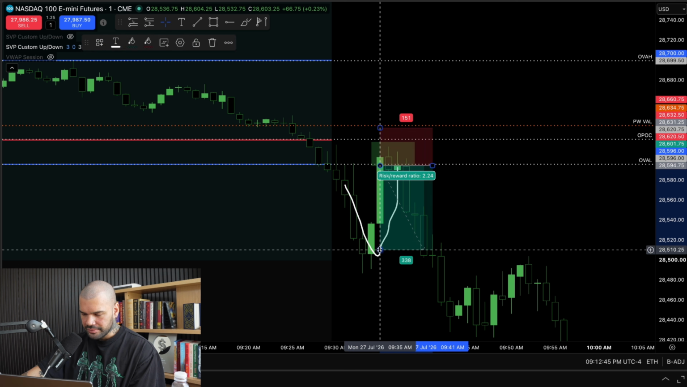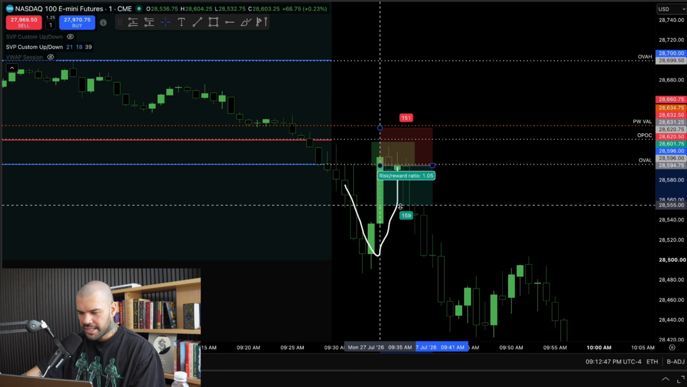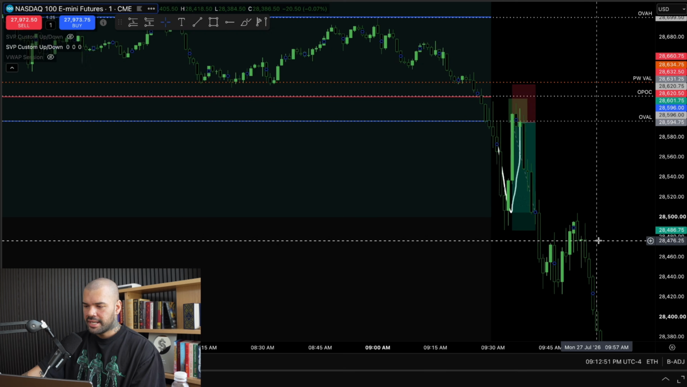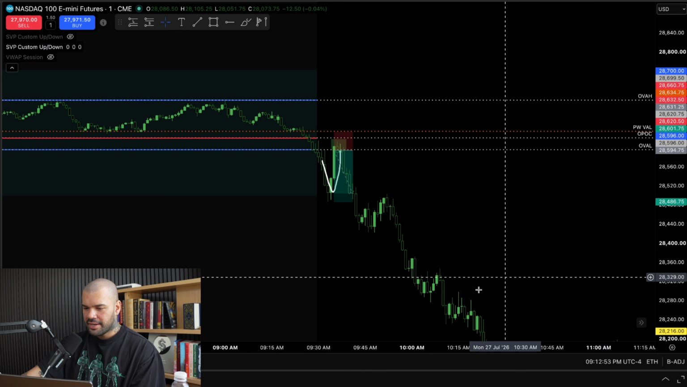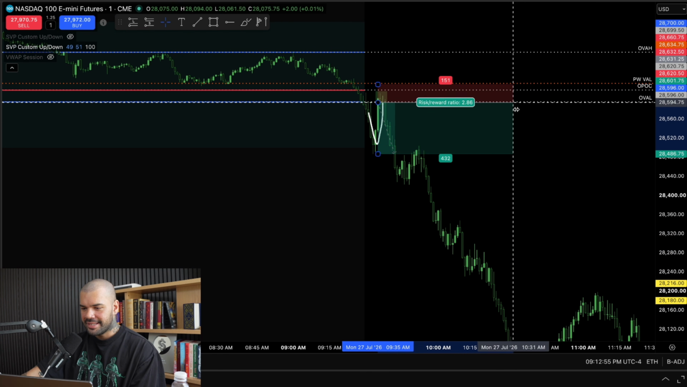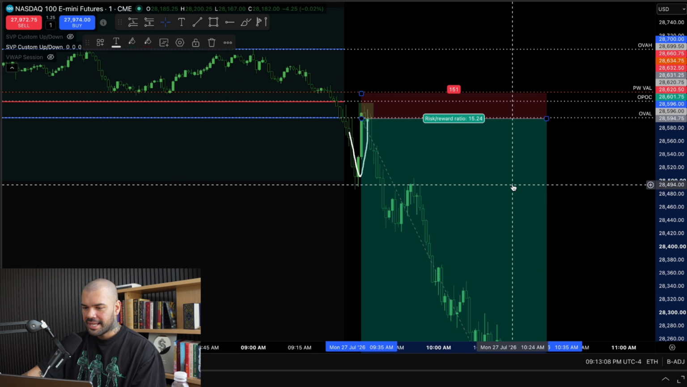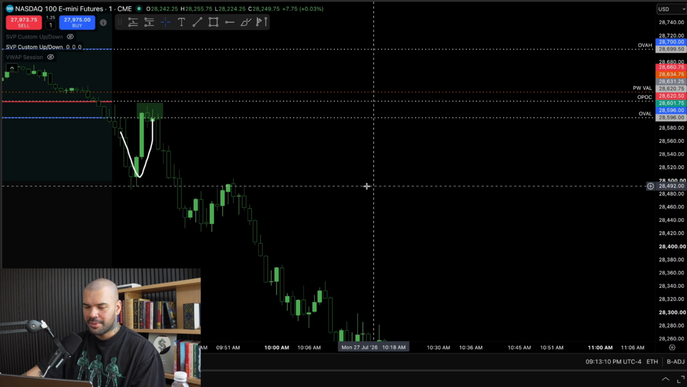150 tick stop loss, and either targeting 1-to-1 as I normally would, or, if you hold a runner, hold it down to the lows. You have no idea it's going to completely melt down like this. However, some people I did see DM me on Instagram and said, yo, Cam, I caught this trade. I caught the top. There's the trade setup, right? And that's a really, really good trade setup.